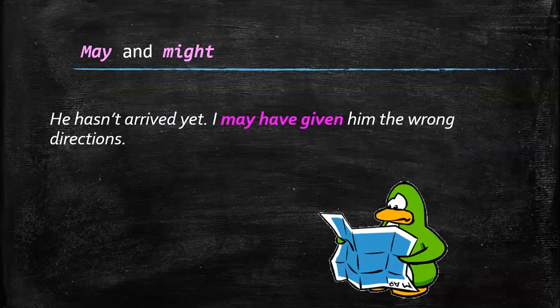He hasn't arrived yet. I may have given him the wrong directions. Look, also, okay, it is may plus present perfect. This is for the past, okay? He hasn't arrived yet. I may have given him the wrong directions.